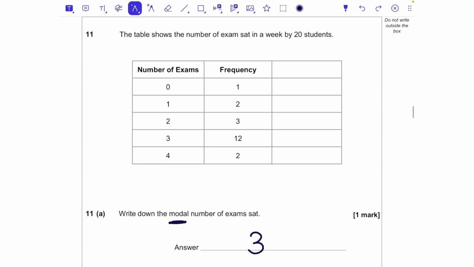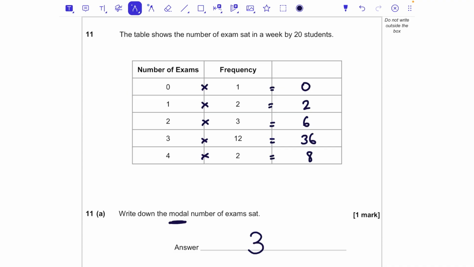So to do the mean, we're going to say 1 student sat no exams, which is no exams. 2 students sat 1 exam, which is 2 exams. 3 students sat 2 exams, which is 6. We're just multiplying across here. 12 students sat 3 exams, which is 36 exams. And 2 students sat 4 exams, which is 8.